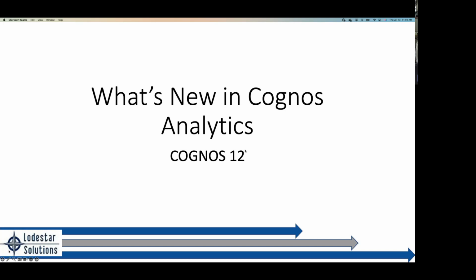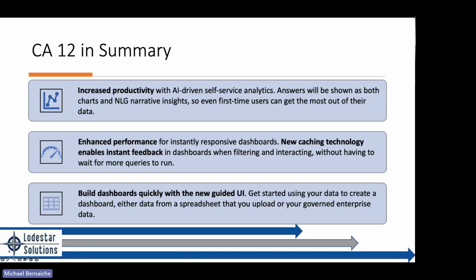All right, so now we're going to jump in and get started. Cognos 12, in summary, has 3 main areas. The increased productivity with self-service, and I'm going to show a lot of this today. The ability to be brand new to using Cognos and jump in and get data and get items created and do analysis and get some real natural language insights that will prompt you and take you even further into what you might be looking for.